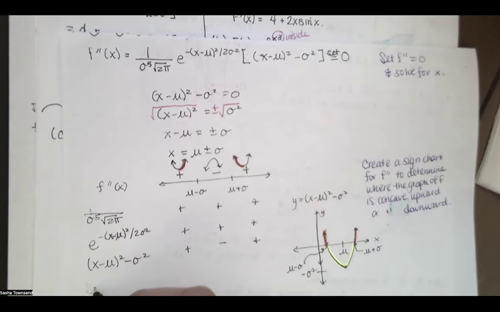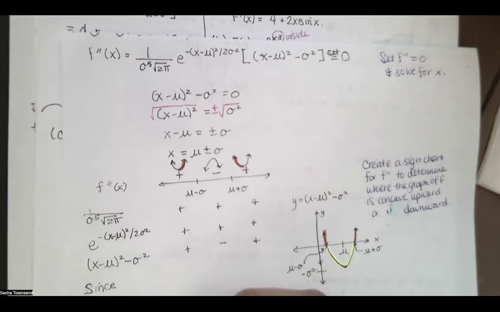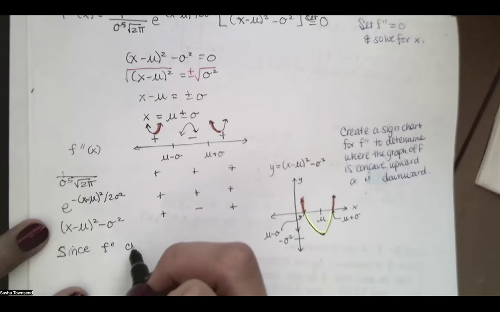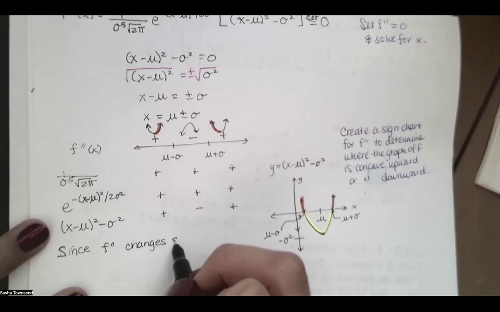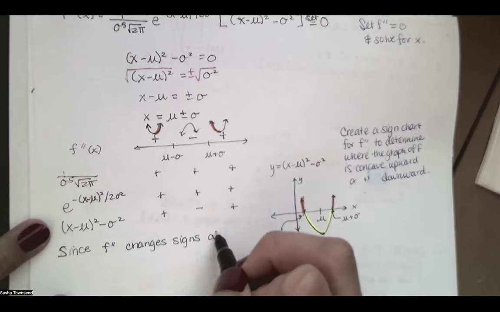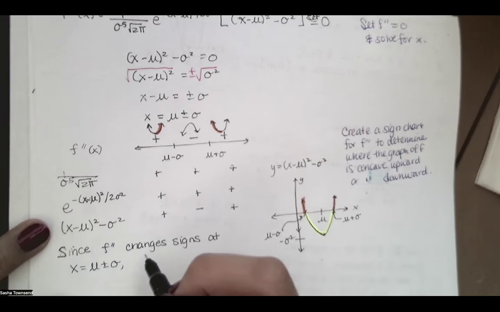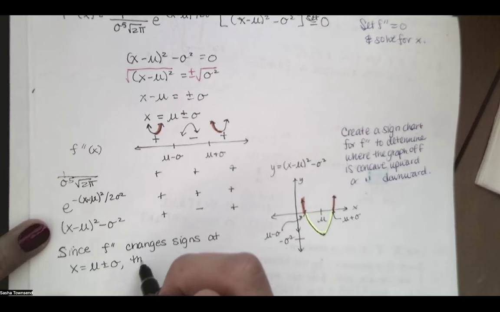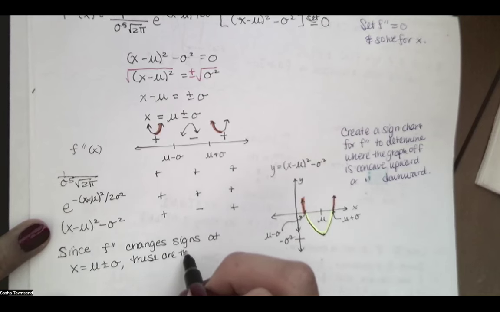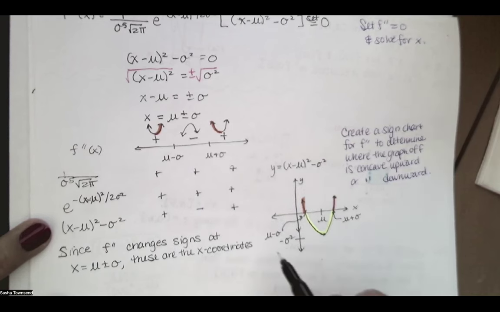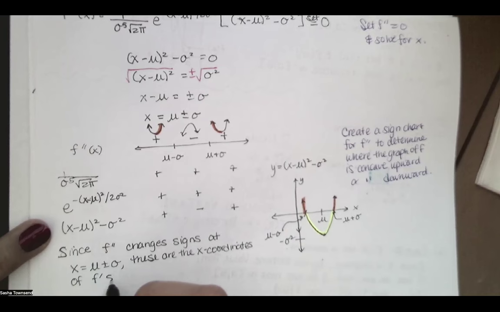So we'll say since f double prime changes signs at x equals the mean plus or minus the standard deviation, these are the x coordinates of f's points of inflection.